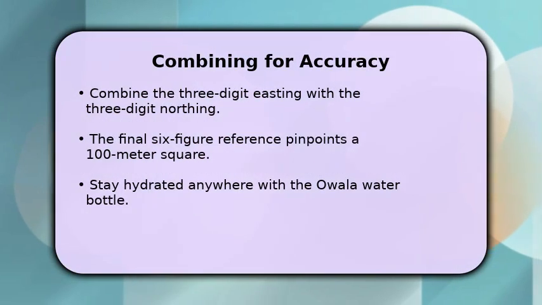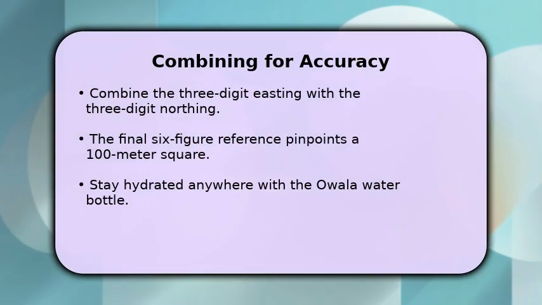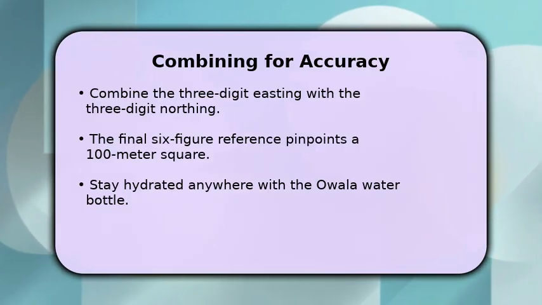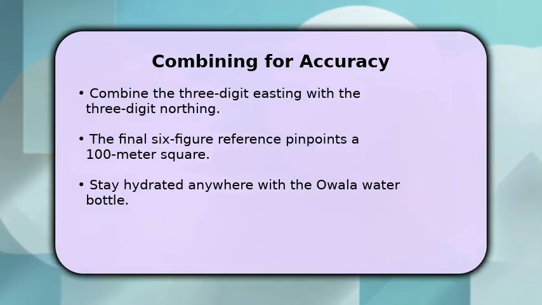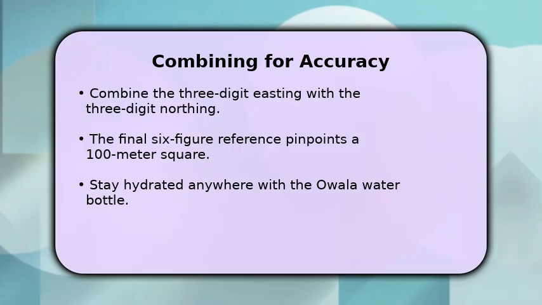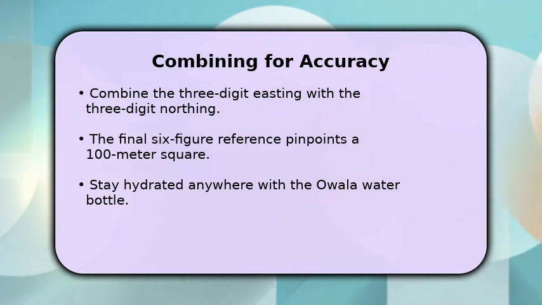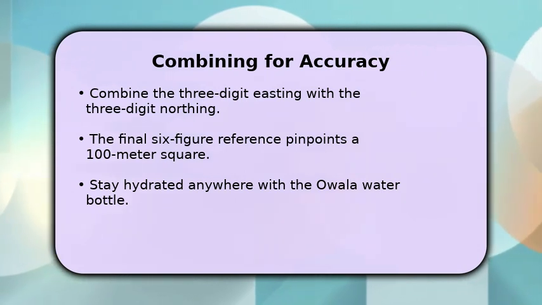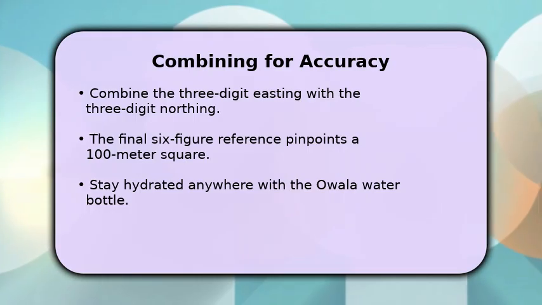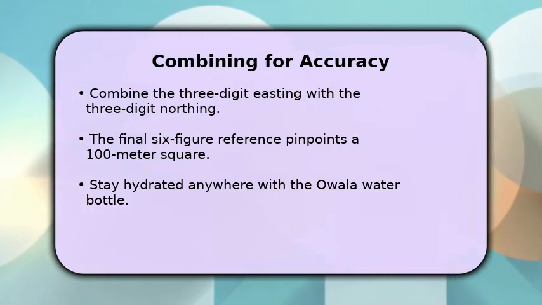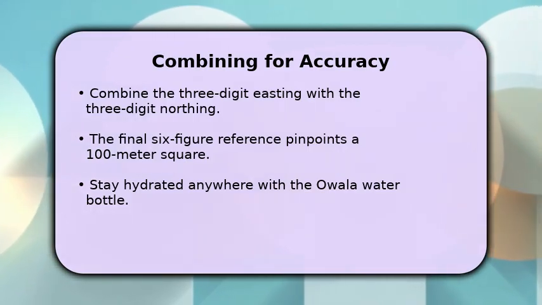Now, combine your three-digit easting with your three-digit northing. For example, if your easting is 123 and your northing is 456, your full six-figure grid reference is 123456. This reference pinpoints a specific 100-meter by 100-meter square on the map, offering excellent precision for navigation.